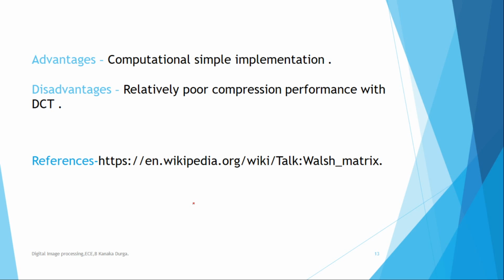So the advantage of the Walsh transformation is that the computation is very simple, and the disadvantage of the Walsh transformation is that it is very poor in performance with respect to compression or compaction of energy when you compare it with DCT. And these are the references.